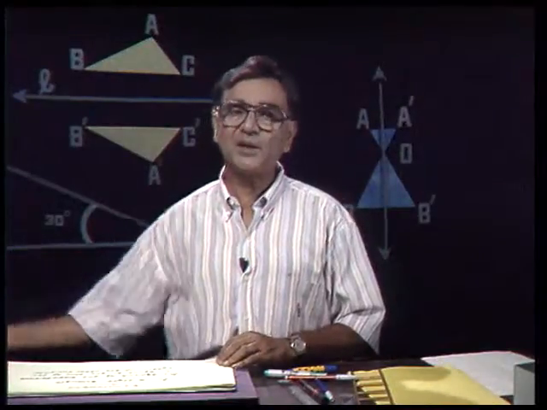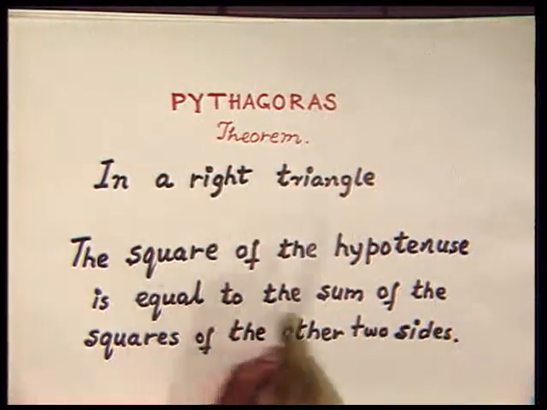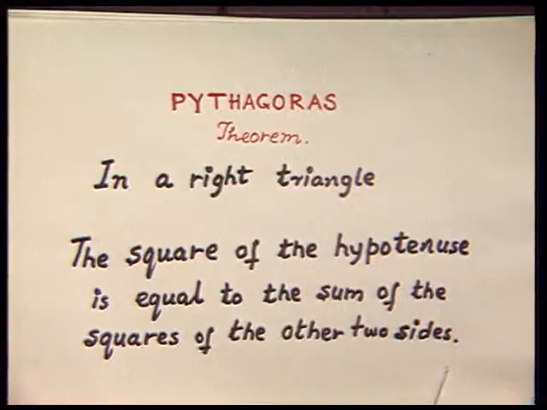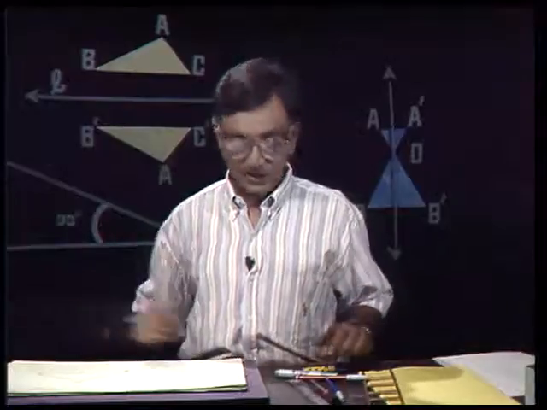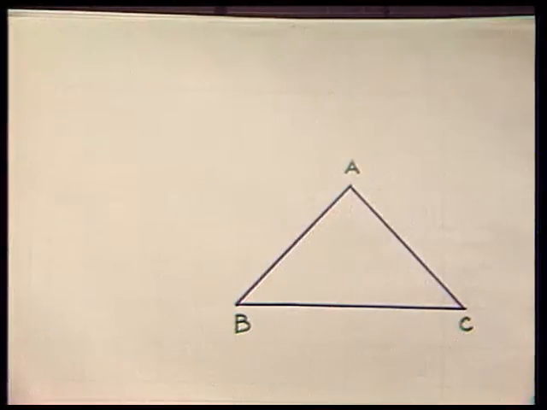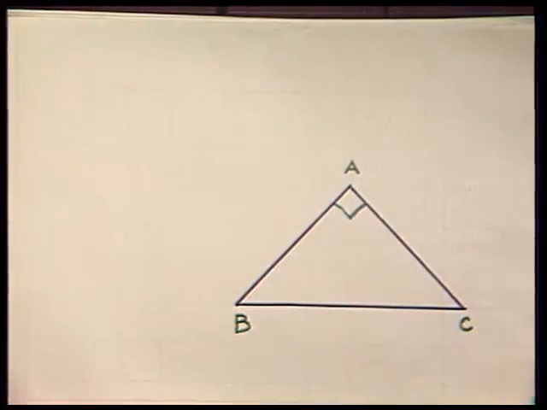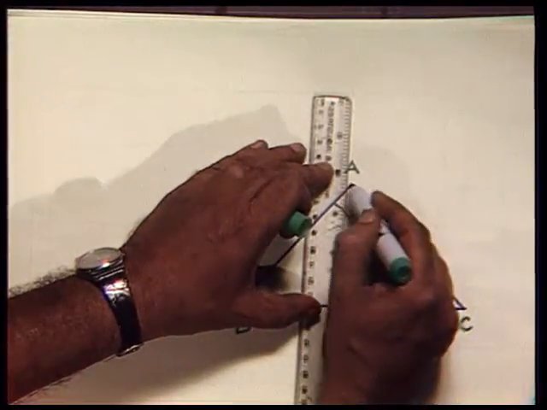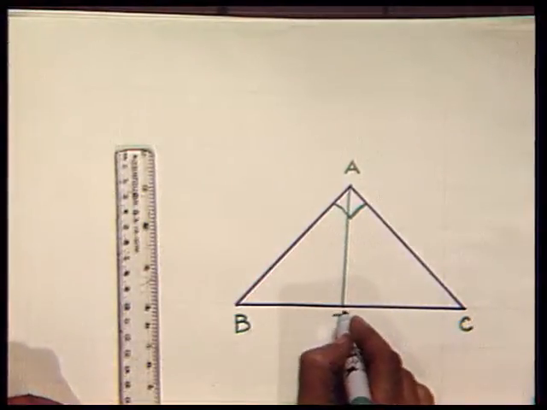Now, let us read Pythagoras theorem once again: in a right triangle, the square of the hypotenuse is equal to the sum of the squares of the other two sides. Now, let us give the proper proof for this. Here I have a triangle ABC which is right angled at A, and from A I will draw a perpendicular onto side BC. Let us name this point as D.